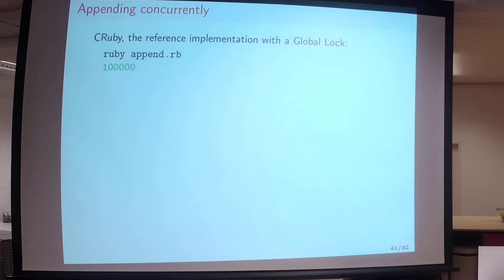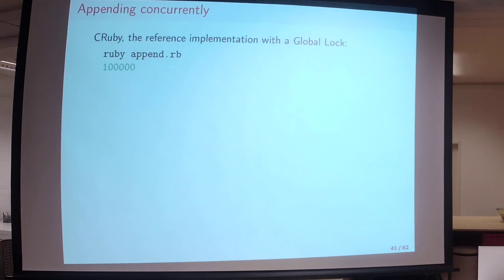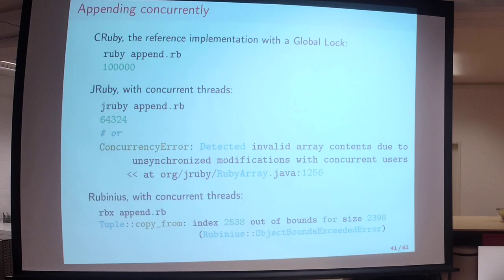And sure enough, if I run this on Ruby, I get the right answer. Of course, nothing runs in parallel, so the threads are just waiting for each other, but the answer is correct. I can run this on JRuby, and I get two possible results. Either I get a random number, or I get an internal exception. And if I run this on Rubinius, same thing. Either I get a random number, or a different exception.